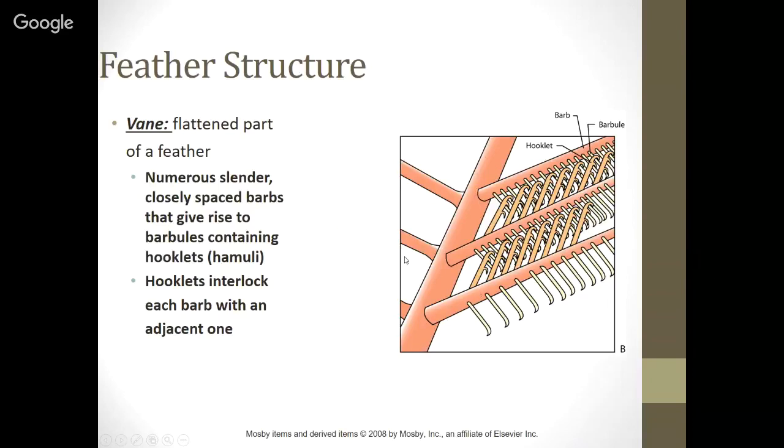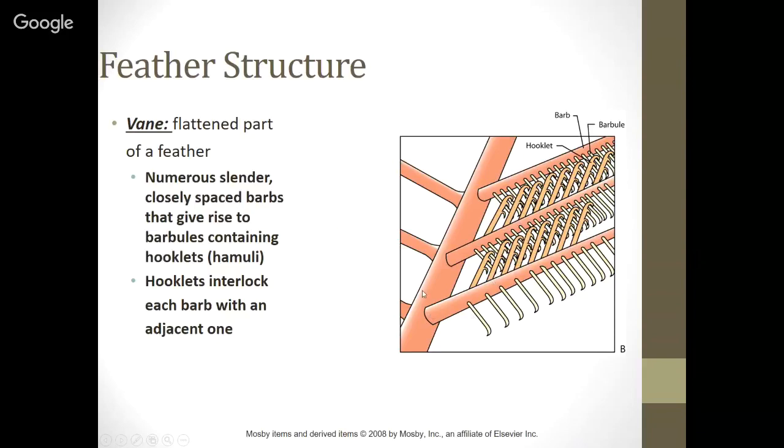The vane is the flattened part of the feather, and on the vane there are numerous slender, closely spaced barbs that give rise to barbules containing hooklets. And these hooklets will interlock with each other, kind of like Velcro. So they interlock each barb with an adjacent one. So this hooklet will hook onto this hooklet. So this barb is connected through the hooklets and barbules together.